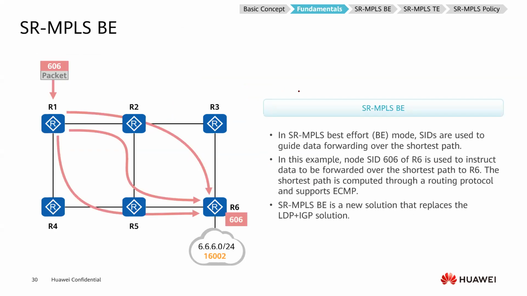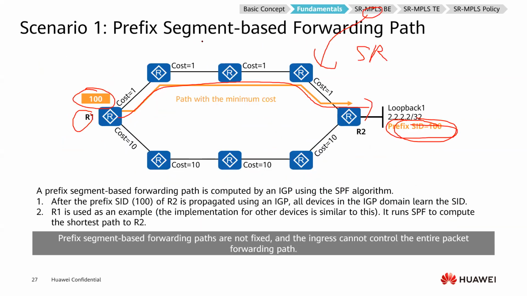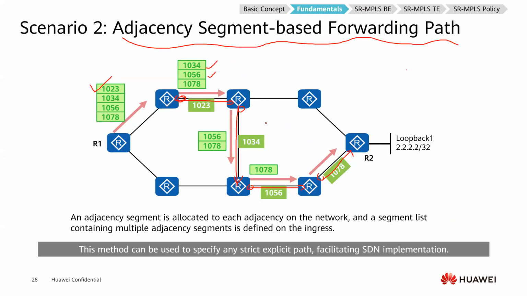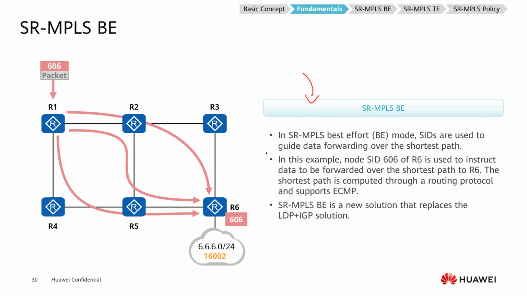So as we said, the SR-MPLS BE is actually the first scenario. We just base it on the prefix segment to do the forwarding. That is what we call SR-BE. SR-BE means I don't care which path you forward along, as long as this packet can reach the destination devices, the destination network, it will be okay. This is SR-MPLS BE, okay?